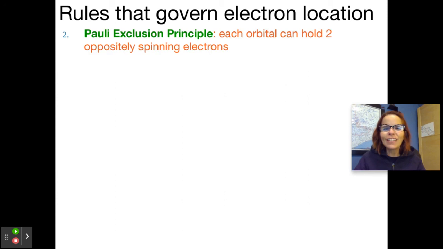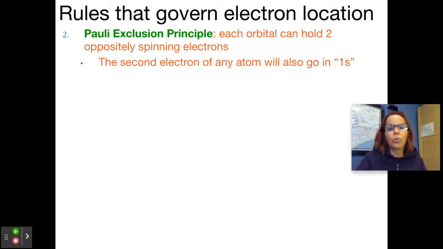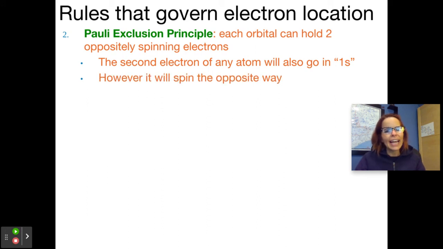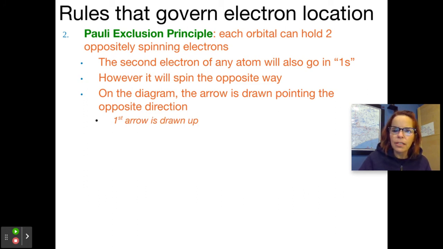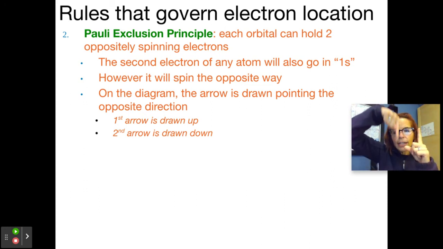So, rules that govern electron location. We just did the first one, which said always choose the lowest level. Number 2 is the Pauli exclusion principle. Each orbital can hold 2 oppositely spinning electrons. What does that mean? Don't worry about it. Just say, okay, 2 oppositely spinning. The second electron of any atom will always go in the 1s. However, it spins in the opposite direction. On the diagram, the arrow is pointing in the opposite direction. The first arrow is drawn upward. The second arrow is drawn downward.